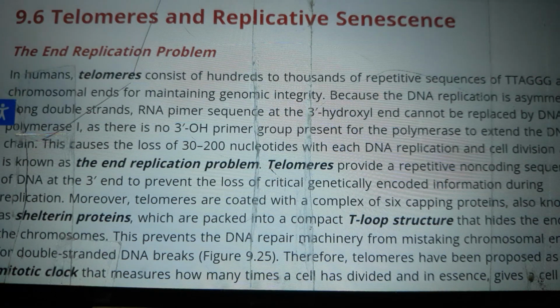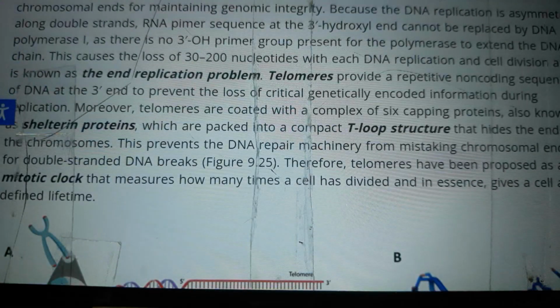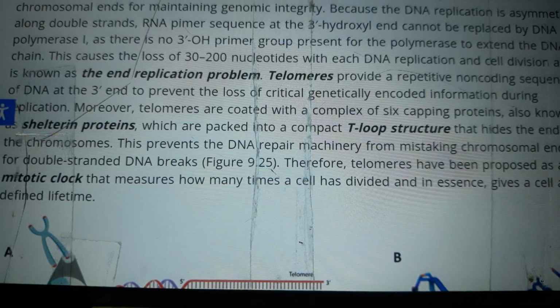The end replication problem. In humans, telomeres consist of hundreds to thousands of repetitive sequences of TTAGGG, that is thymine, thymine, adenine, guanine, guanine, guanine, at chromosomal ends for maintaining genomic integrity. Because DNA replication is asymmetric along the double strands, the RNA primer sequence at the 3' end cannot be replaced by DNA polymerase, as there is no 3' OH group present for the polymerase to extend the DNA chain. This causes the loss of 200 to 300 nucleotides with each DNA replication in cell division and is known as the end replication problem.